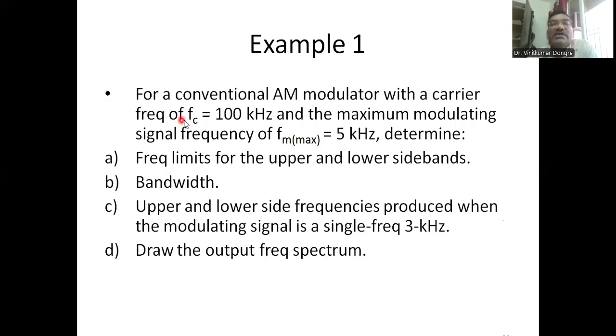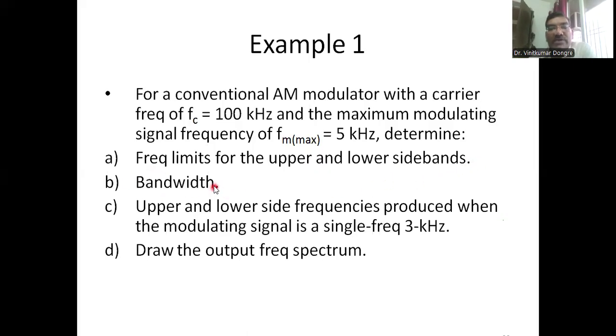So what is given? The carrier frequency is 100 kilohertz, and the maximum modulating signal frequency, that is fm max, is 5 kilohertz. These two frequencies are given, and some components are asked here. That is, what is the frequency limit for the upper and lower sideband?